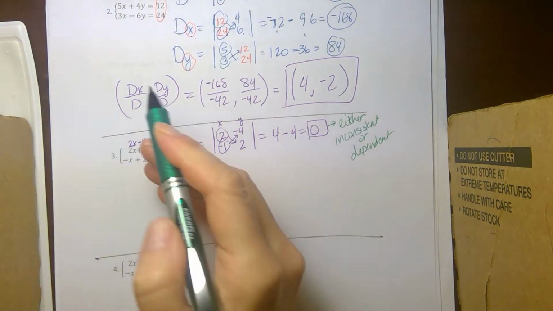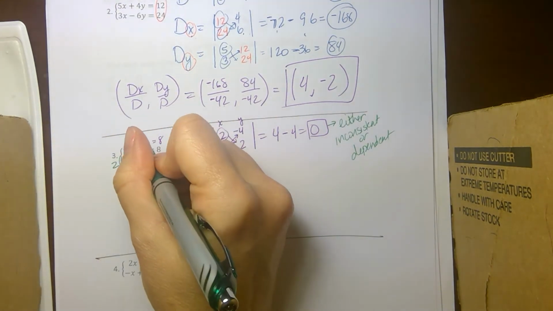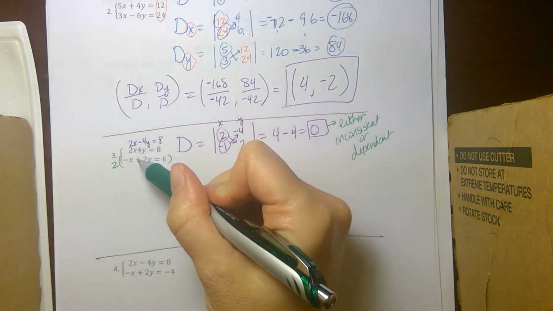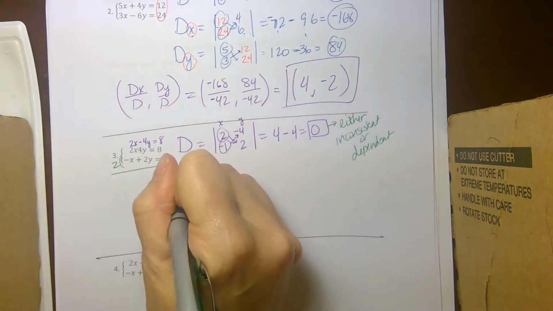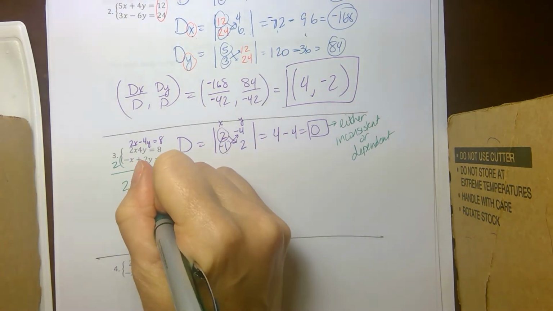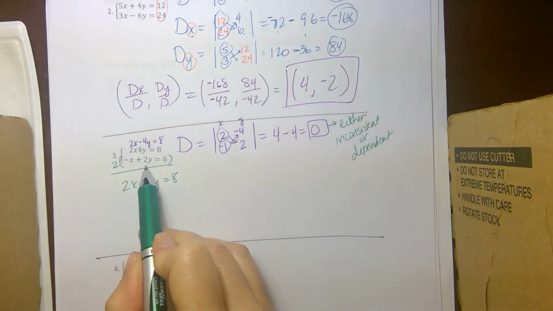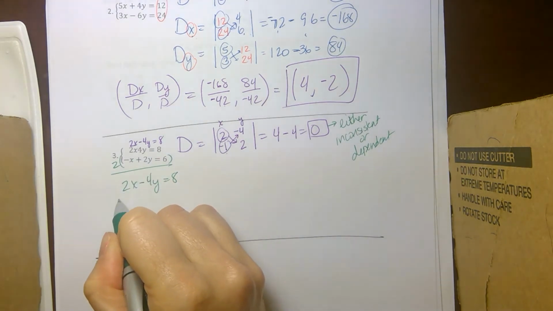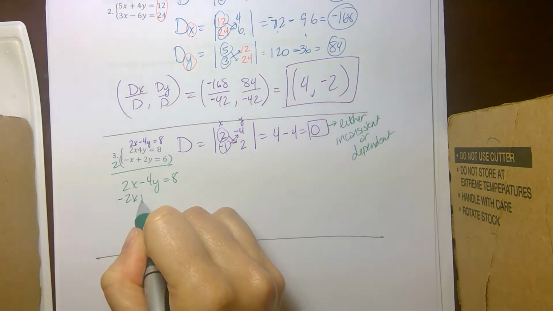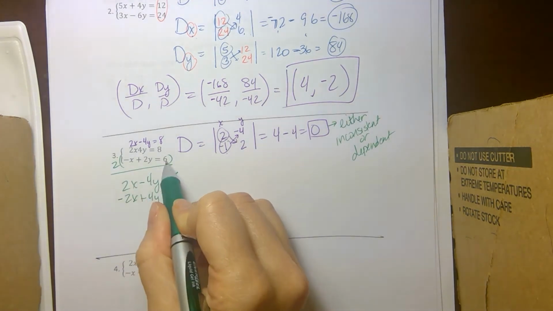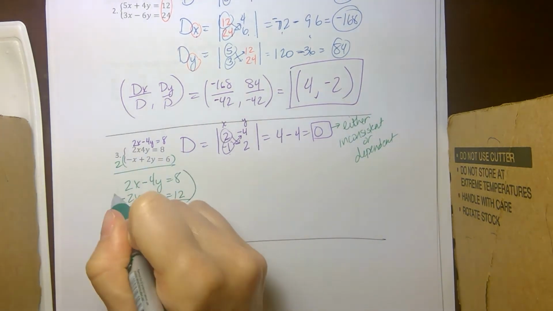If I multiply the second equation times a 2, my x variables would cancel out, because that would be 2x and that next one would be negative 2x. So let's do that. My first equation is 2x minus 4y equals 8. My second equation, if I multiply it by a 2, would be negative 2x plus 4y equals 2 times 6 is 12, yeah. So let's add those two.